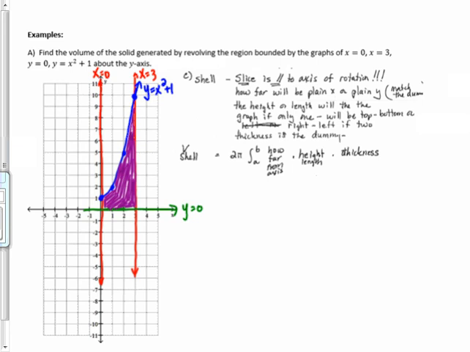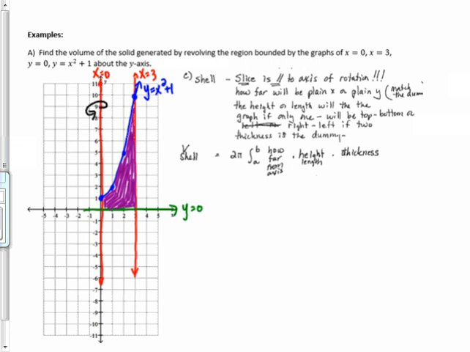All right, so let's look at this first one. Find the volume of the solid generated by revolving the region bounded by the graphs of x equals 0, x equals 3, y equals 0, and y equals x squared plus 1 about the y-axis. So I went ahead and graphed it for you. We can see here's our purple region. We're going to rotate it about that y-axis.